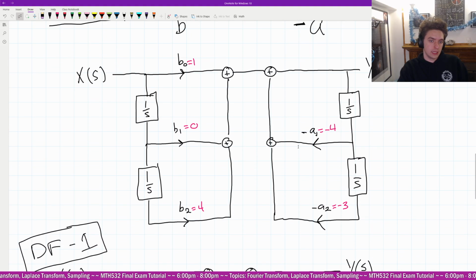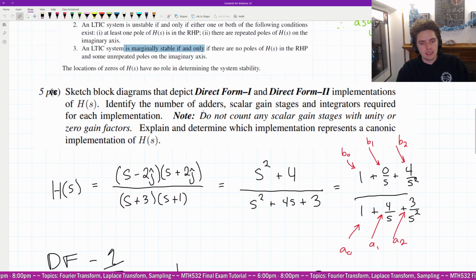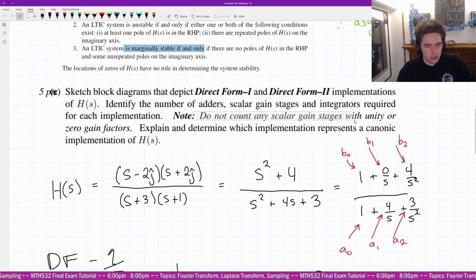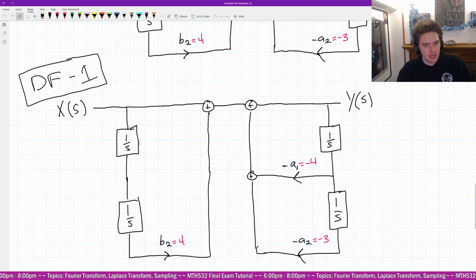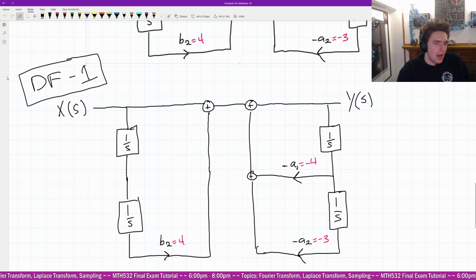Yeah, and the question we also need to do, I would do that at this step, to be honest. Because it says do not count any scalar gain stages with unity or 0 gain factors. That's basically all I've done. I've gotten rid of those and like an adder. But I think that counts as do not count those. It's a little unclear, right? I don't know if I should start counting here or here, but what I would count here.